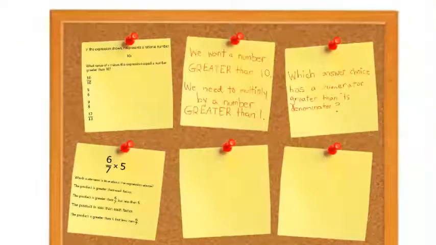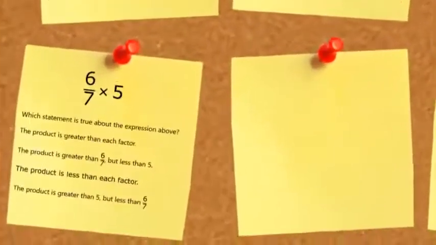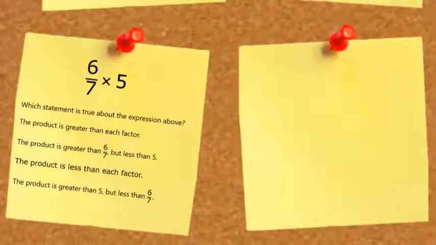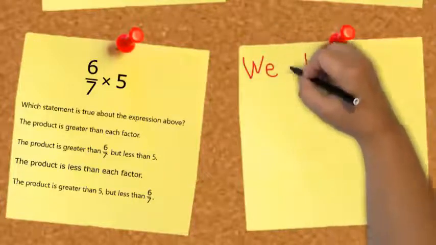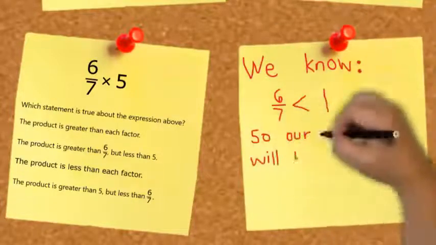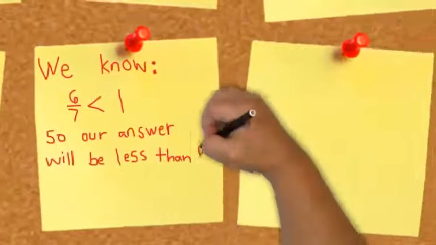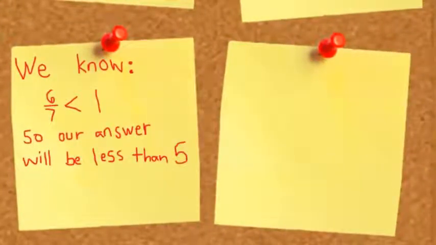In this next problem, we want to see which statement is true of 6/7 times 5. To tell which statement's true, let's look at what we think our answer should be. 6/7 is a fraction, and it has a numerator that's less than its denominator. That means it's less than 1. And if we multiply a fraction less than 1 by 5, we're going to get a number less than 5 since we're only taking a fraction of 5. Therefore, our answer is going to be smaller than 5.